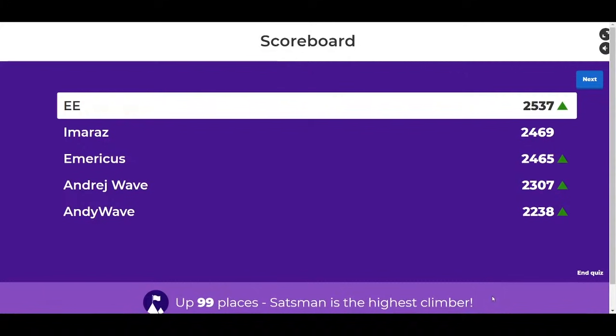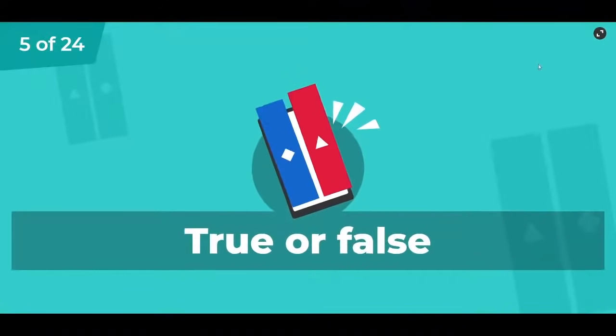Oh, look at this. Satsman is the highest climber, up 99 places, and our leader is still EE. René, are you playing in the background as EE? No, I'm not playing in the background. Okay. I considered doing that, but I decided not to. Okay. Listen, the following people are not allowed to play this: me, René, Lalo Stocken, Christian Decker, Satoshi Nakamoto, Joseph Poon, Satoshi Nakamoto, and Tadge Dryja. You are not allowed to play if you invented or are currently working on this technology.